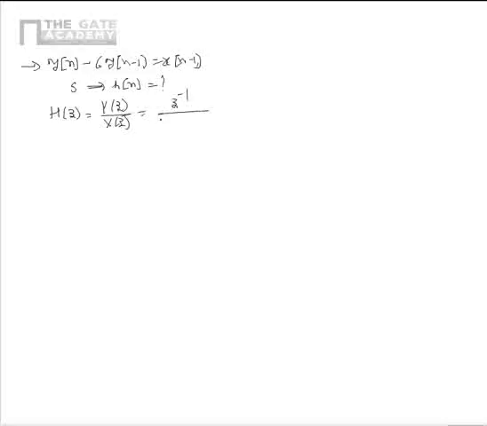Now let us consider another problem as per which the LTI system is described by the difference equation y of n minus 6 into y of n minus 1 is equal to x of n minus 1. If the system is stable, then find the impulse response of the LTI system. From the given LCCDE, by taking Z transform on both sides, the system function can be obtained as h of z is equal to y of z by x of z is equal to z inverse divided by 1 minus 6 z inverse.